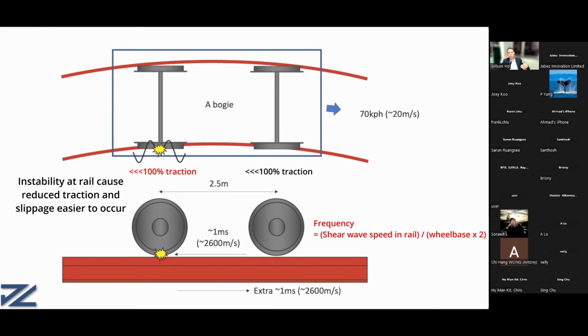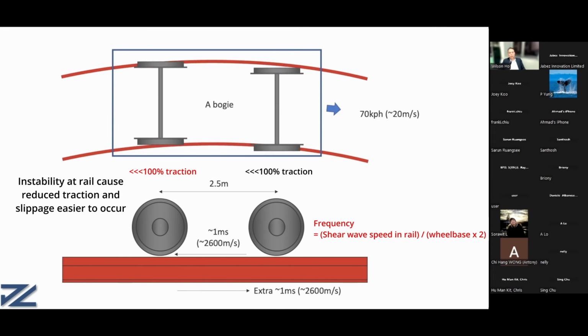It is already very close to the slippage. This creep force is already close to the maximum friction force. So once there is some shearing wave, it triggers the slippage.